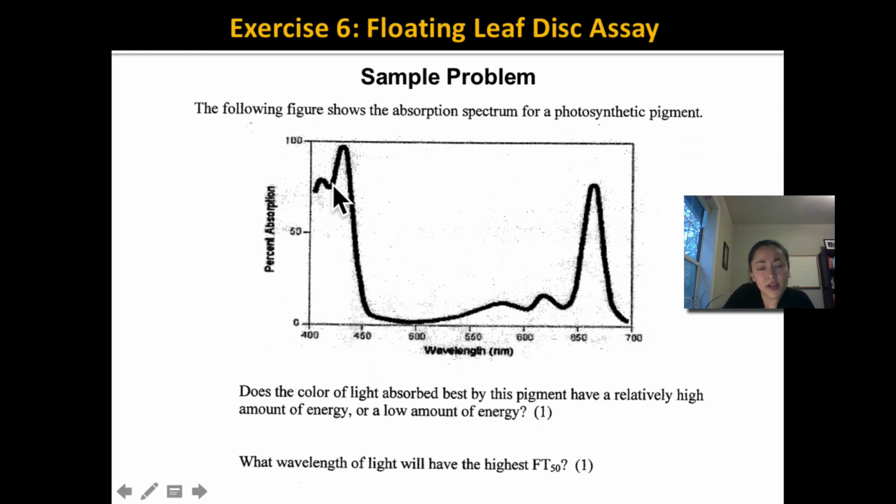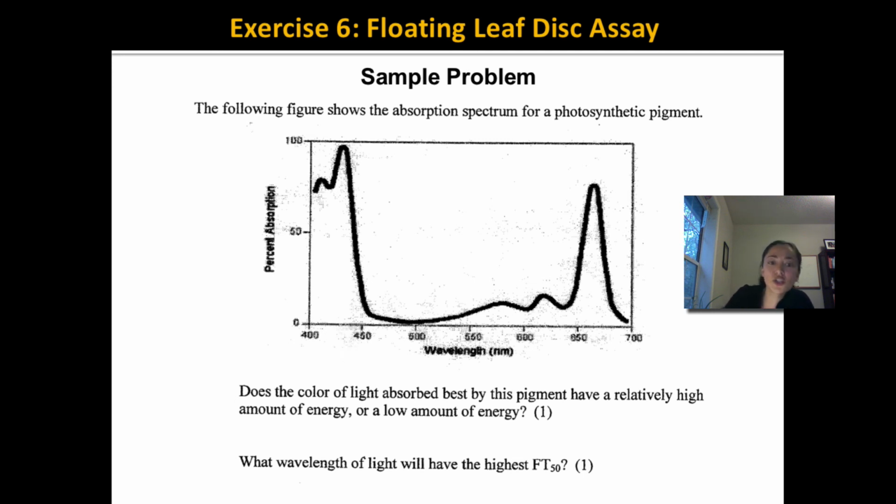So here we have a pigment, and it's showing what light it absorbs. It says, does the color of light absorbed best by this pigment have a relatively high amount of energy or a low amount of energy? Well, where is it absorbing the best? Right here. If I go down, that's a wavelength of about 430 maybe. Well, is that going to be relatively high or relatively low energy?